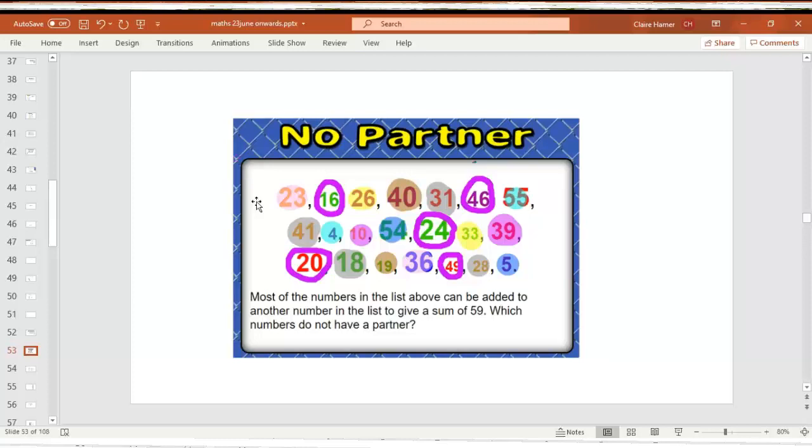So the ones that I've got left: 16, 20, 24, 49 and 46. Have I done it right? Do you agree with me? Let me know on Teams afterwards.